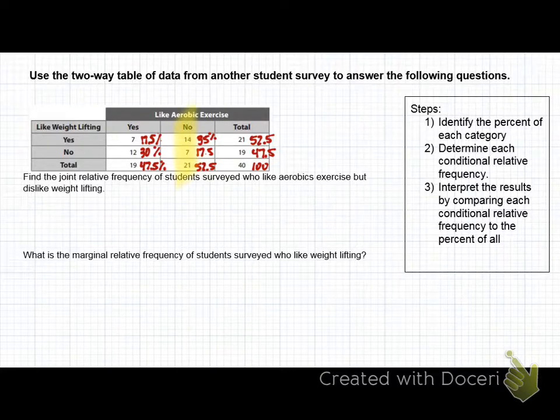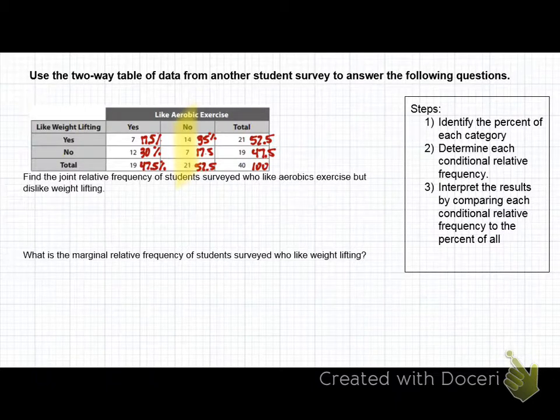Okay, so let's just say I wanted to focus on people that were not into aerobic exercise. Okay, not into aerobic exercise. So how many total people are not into aerobic exercise? How many people? 21, right? Okay. I want to focus just on those people. Of all the people that do not like aerobic exercise, how many of them like weightlifting? 14. So what's the percentage? Is it going to be 14 out of 40, or am I only going to talk about 14 out of 21? 14 out of 21.